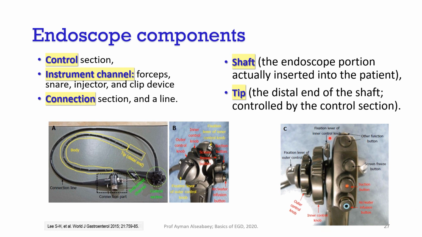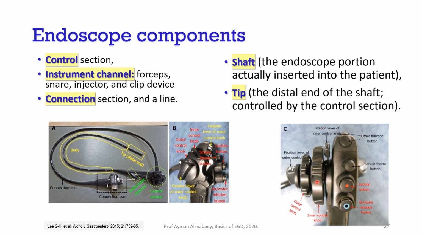This lever is used as a lock. When you move it, it will prevent this large wheel, this large dial, from moving. So it is a brake for the large wheel. This lever, which is present laterally here, is also a brake. It prevents the movement of this small wheel or small dial. The large wheel or large dial you see here can be used to deflect the tip of the endoscope up or down.